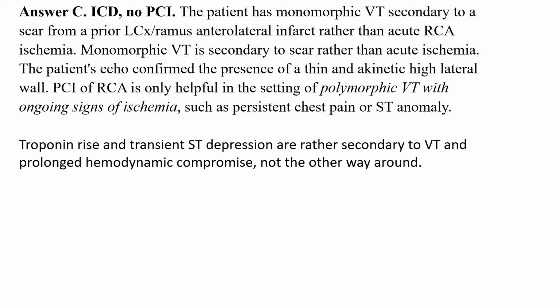PCI of RCA is only helpful in the setting of polymorphic VT with ongoing signs of ischemia, such as persistent chest pain or persistent ST abnormality. Not the case here. Troponin rise and ST depression are rather secondary to VT and prolonged hemodynamic compromise, not the other way around. In fact, that same hemodynamic compromise explains the acute renal injury and the shocked liver in this patient.